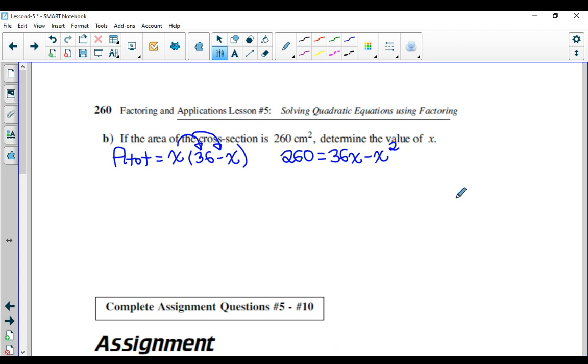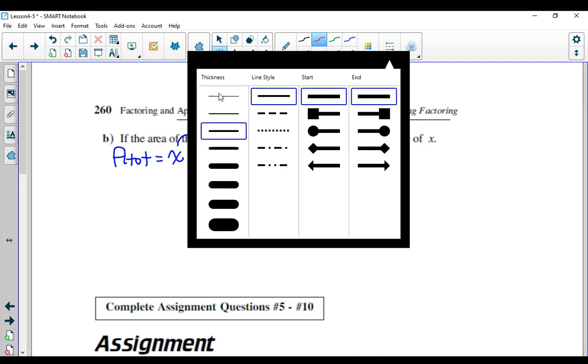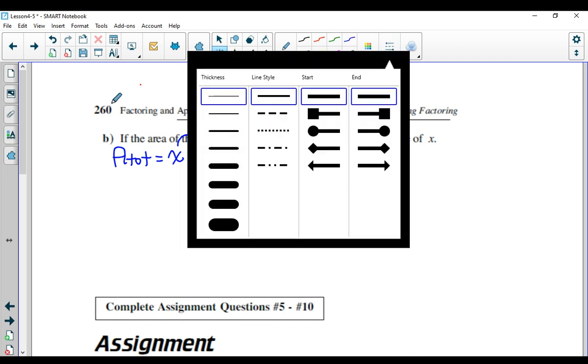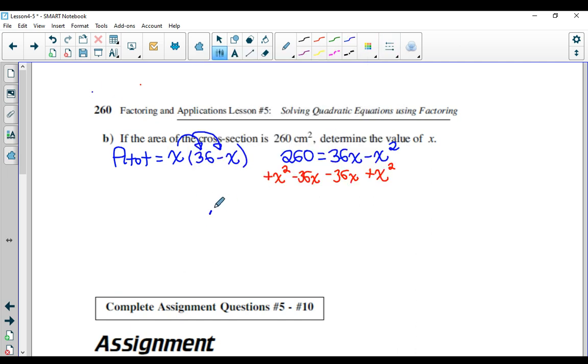Now, to get the quadratic set up to solve, we need to get all the terms on the same side. And I also would like the numerical coefficient in front of the x squared term to be positive. So I'm going to add x squared to both sides, and subtract 36x from both sides. Okay, and then this would be x squared minus 36x plus 260 is equal to 0.